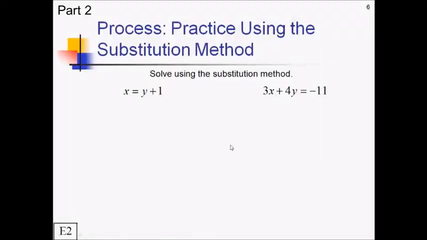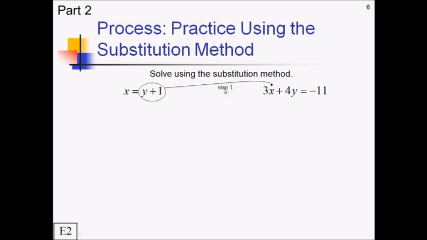Here's another problem that we're going to use the substitution method on. Pause the video and see what you can make of this one. All right, let's see how you did. So again, we're going to try to isolate one variable in one equation. This variable, x, is already all by itself. Why reinvent the wheel, right, if they're already giving this to us? So we're going to substitute y plus 1 for the x over in this equation.